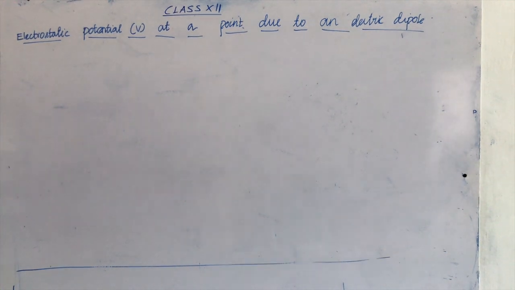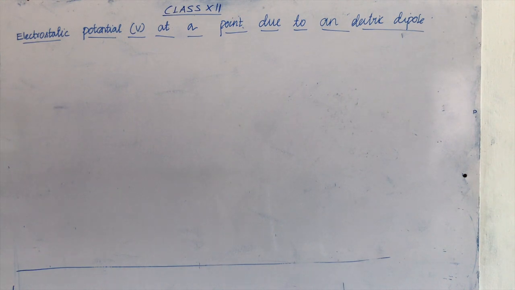Dear students, hope you have completed the previous assignment which I have given in the derivations. Now we are going to see about electrostatic potential, which is denoted by the letter V. Now we are going to see about electrostatic potential at a point due to an electric dipole.